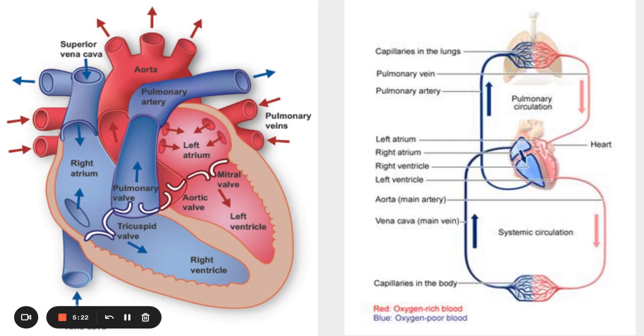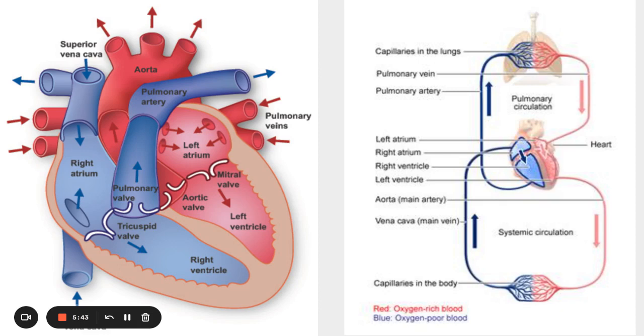That blood goes out through this pulmonary artery to each of our lungs. And what happens to the blood when it gets to our lungs? It gets oxygenated, right? We breathe in. Air comes into our lungs. Oxygen from the air diffuses into that blood. And now it has oxygen.